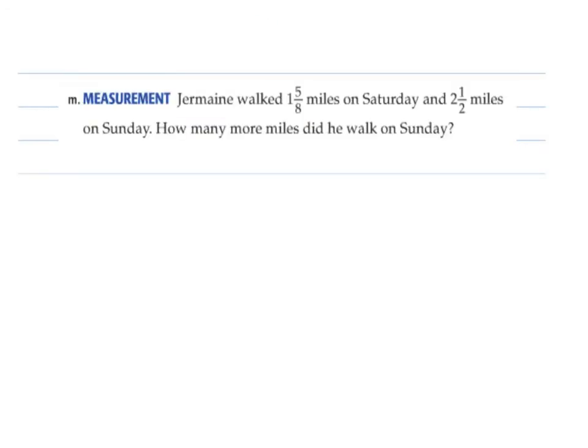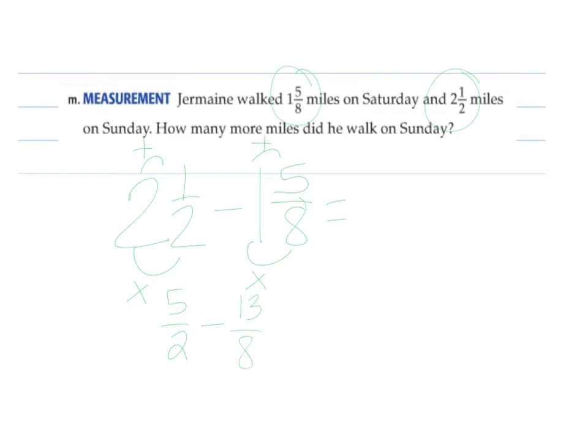And then last one, Jermaine walked 1 5/8 miles on Saturday and 2 1/2 miles on Sunday. How many more miles did he walk on Sunday? So 2 1/2 minus 1 5/8. I know a half is smaller than 5/8, so I need to rename this. Let's change them to improper fractions. So 2 times 2 is 4 plus 1, so I have 5 halves minus 8 times 1 plus 5, so 13/8.